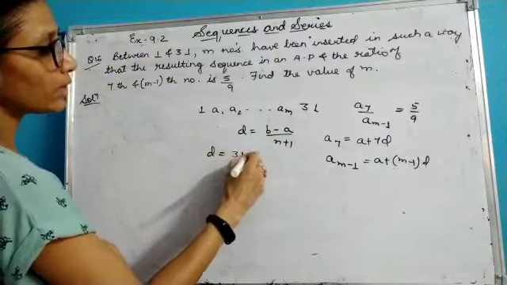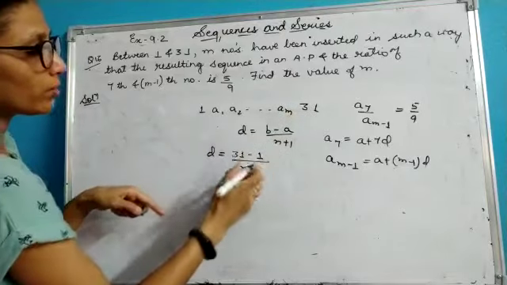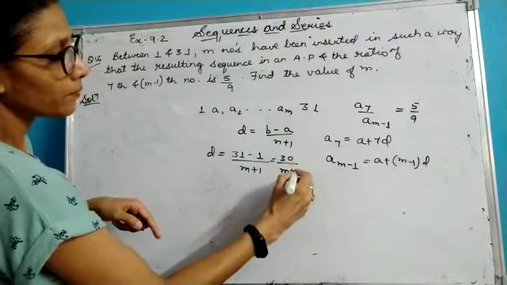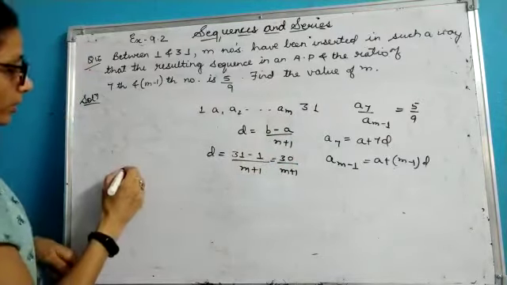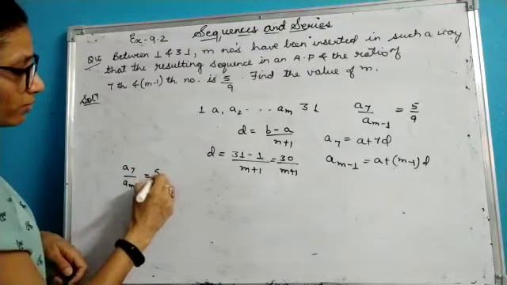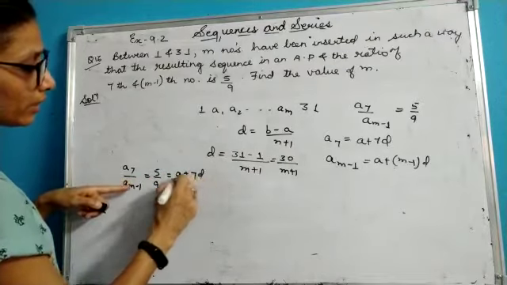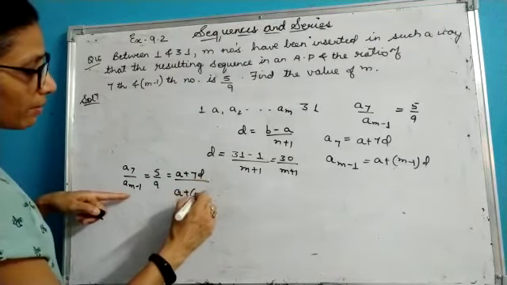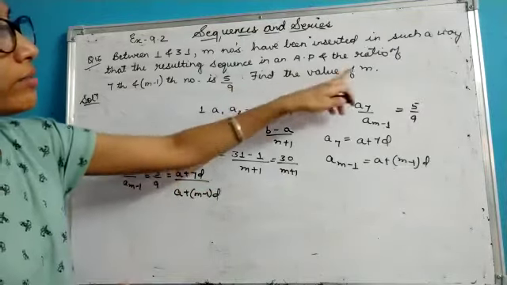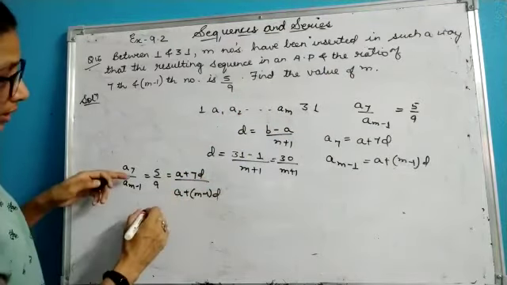So let's see what D I can get from here. B is 31 minus A is 1. n, the number of terms inserted in between two numbers, is m, so n plus 1 is m plus 1. So I am getting it as 30 upon m plus 1. Now children, here it is given A7 by A(m minus 1) is equal to 5/9. As I have told you, A7 can be written as A plus 7D, and this can be written as A plus (m minus 1)D. Now I have to calculate the value of m. I will be putting the value of D and A here.